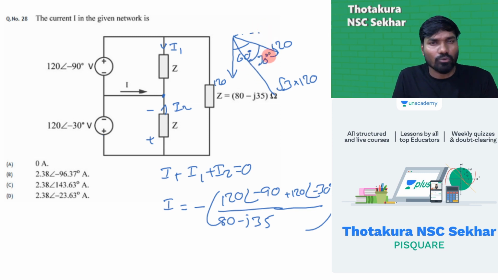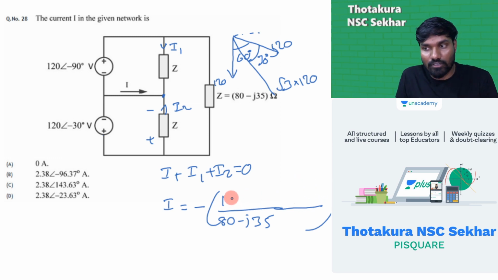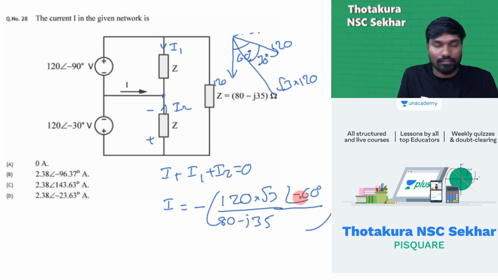If you don't have all this analysis, you need to use a calculator. Once you have good practice, you will get all these points. So the resultant one, this I can write with our experience of practice: 120 into √3 at an angle minus 60 degrees, divided by 80 minus j35. So now you need to solve this.